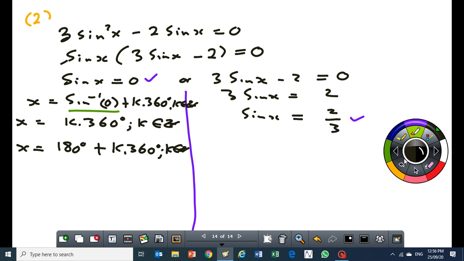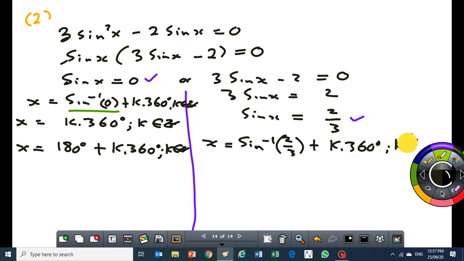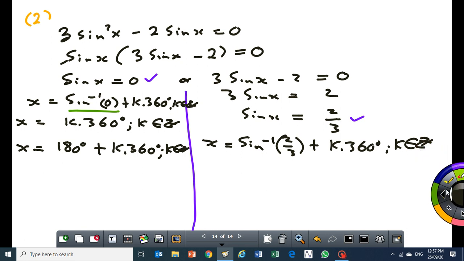Now here, we end up having x equal to shift sine of 2 over 3 plus k times 360, where k is an element of z. What is shift sine of 2 over 3? 41. Yes, exactly 41.81 to two decimal places. So 41.81 degrees plus k times 360, where k is an element of z.